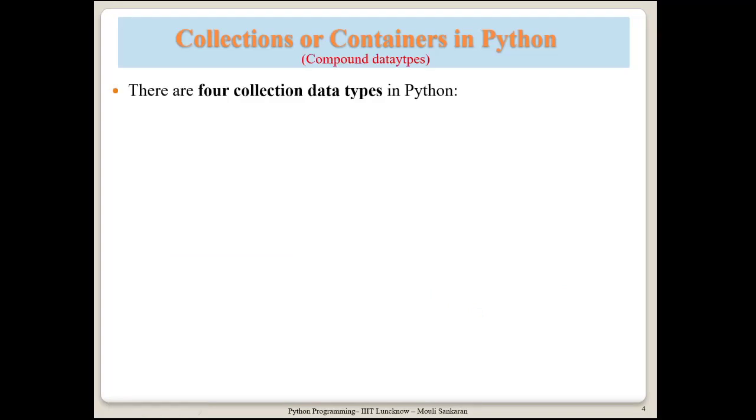Now, a collection or a container is a compound data type because it's not a single data type. It's not like an int array. An int array is also a collection of integers, but it says that all the elements are of type int.